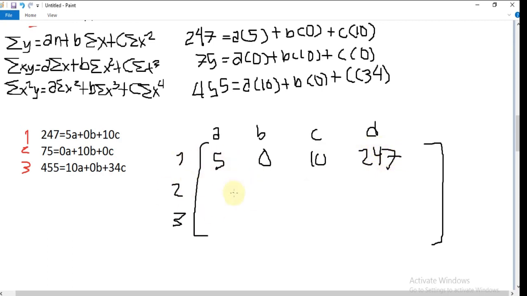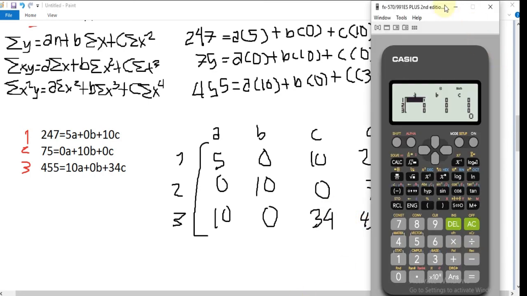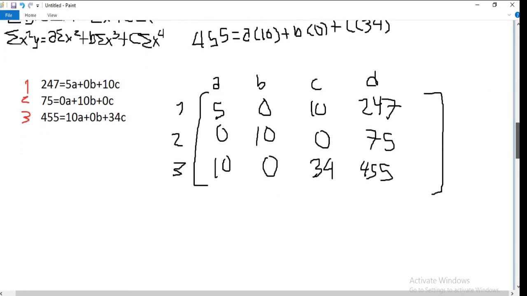Next, press the button. A equals 10, then 0, 75. Next, press the button again for the last equation: A equals 10, B 0, 34, 4, 5, 5. Then calculate it. The last one is 455. Once you calculate it, you can get the value.